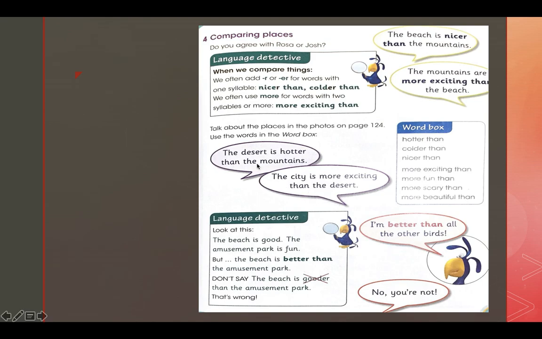Let's read these sentences. The desert is hotter than the mountains. The city is more exciting than the desert. I'm better than all other birds. Please don't forget these rules.